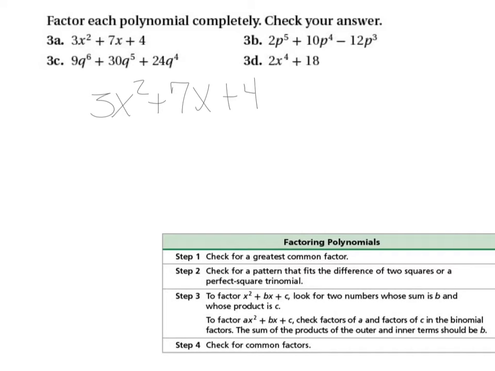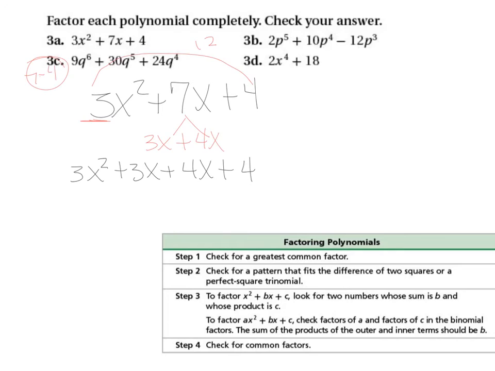So step 1 on this list that I keep referring to, step 1 tells us to check for a GCF. So there is a GCF. The GCF you guys said was 1. Nice job. But other than that, we can't do anything with the GCF, so we need to move to step 2. So we don't have a difference of two squares, and we don't have a perfect square trinomial from step 2, so that means we skip that step as well, and we go to step 3 now.